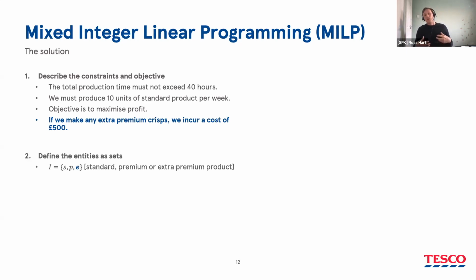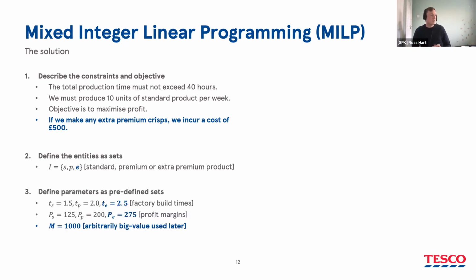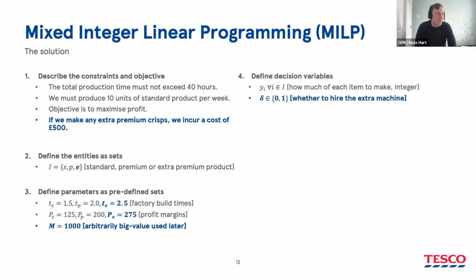So let's go through the process. Again, we'll define the entities as sets. The entity is the easiest thing to fix because you just add one extra entity into the problem. The parameters, again, because we had 2, but now we have 3, we just have an extra build time and an extra profit margin. But I'm also introducing something called M, which I'm not going to mention until the very end of this slide, because you'll see what it does in about 2 minutes' time.